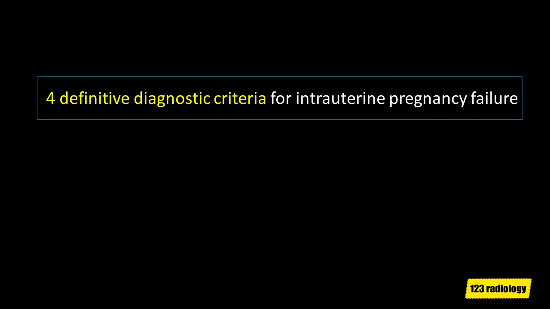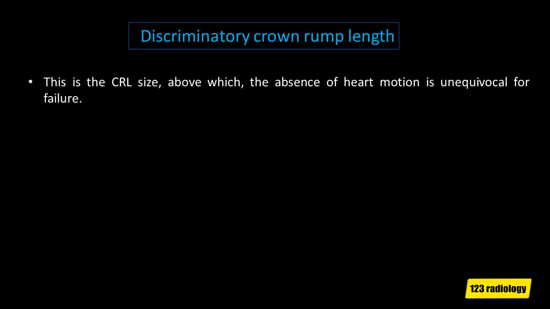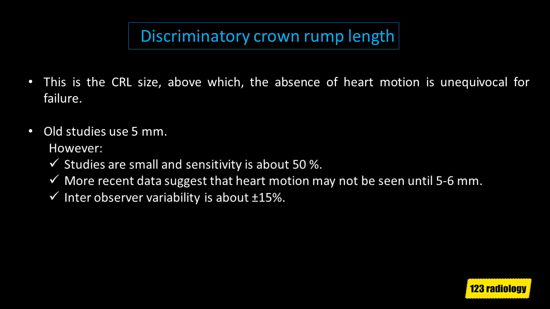There are 4 definitive diagnostic criteria for intrauterine pregnancy failure. 2 are size-based, and 2 are time-based. Discriminatory crown rump length. This is the crown rump length size, above which the absence of heart motion is unequivocal for failure. Old studies use 5 millimeters, however, these studies are small, and sensitivity is about 50%.